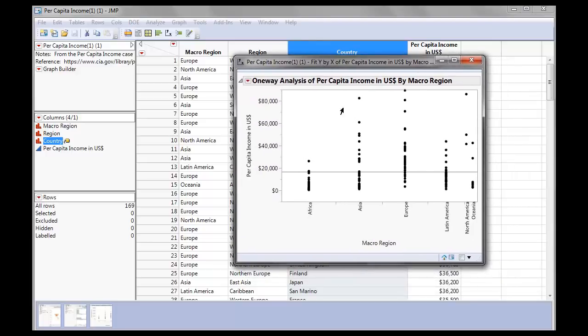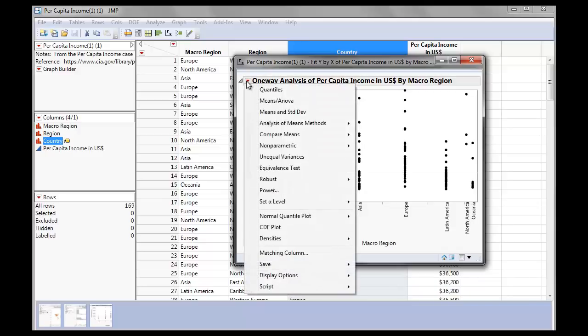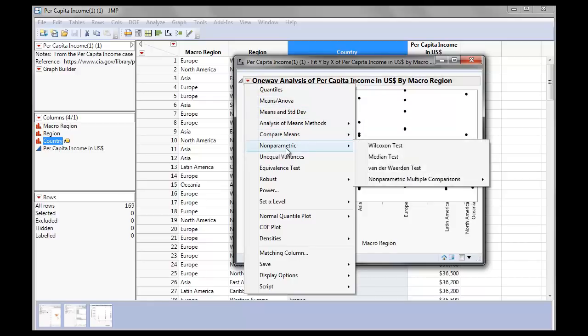This is the base for one-way analysis. We have our macro regions, observations for per capita income stacked up, and then from the red triangle drop down, we can see all those tests that are available here. We can run test of means ANOVA, analysis of variance, because our groups are more than 2. And we can use nonparametric tests under Wilcoxon test.